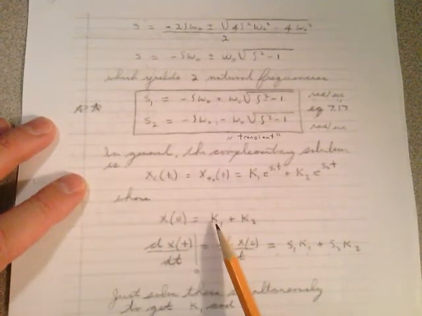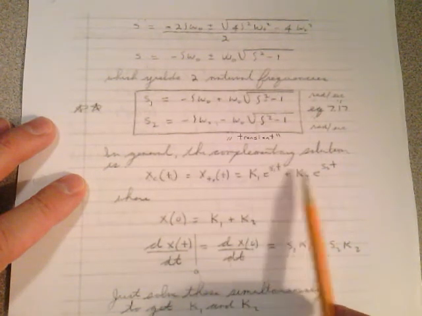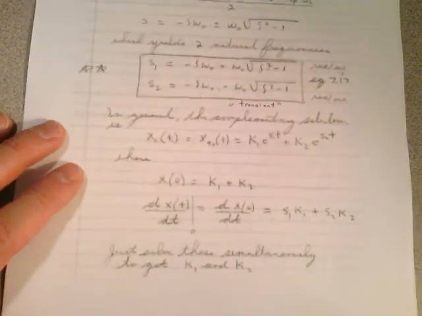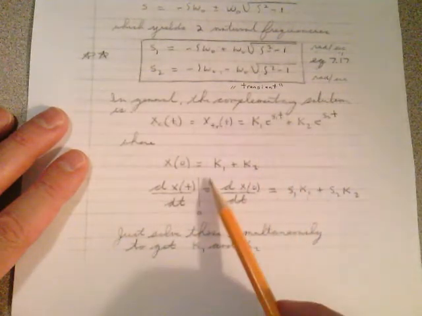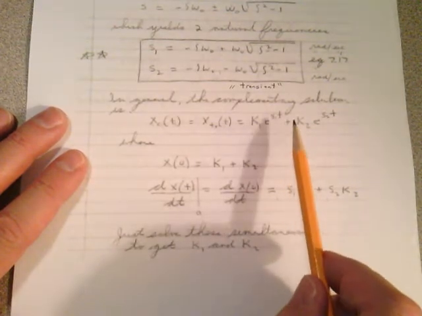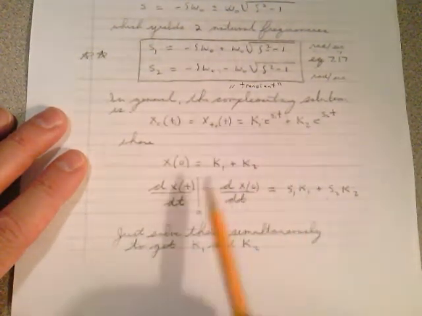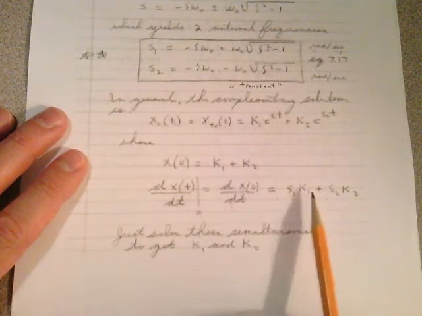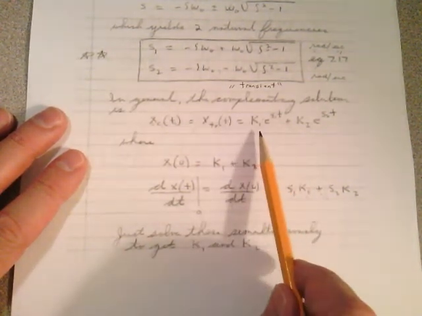where x of 0 is equal to k1 plus k2. Put 0 in for t up here, and you get x of 0 is k1 plus k2. Then take the derivative of this function, set it equal to 0, and you're going to see s1 k1 plus s2 k2. You should be able to look at this and take the derivative. You can do this in your head. So you end up with these two equations. You just solve these two equations simultaneously for k1 and k2, and you get your complete solution.